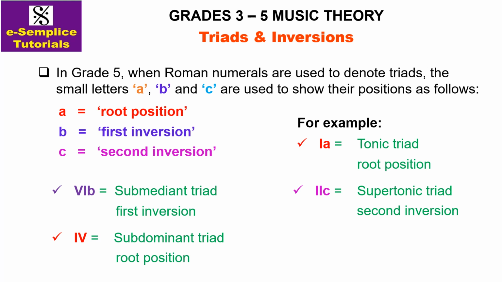Now we have just 4. 4 without an A can also mean subdominant triad, root position. If you just write the Roman numeral without adding A, it means root position, and if you add A, it is still root position. Then we have 5B, meaning dominant triad, first inversion.